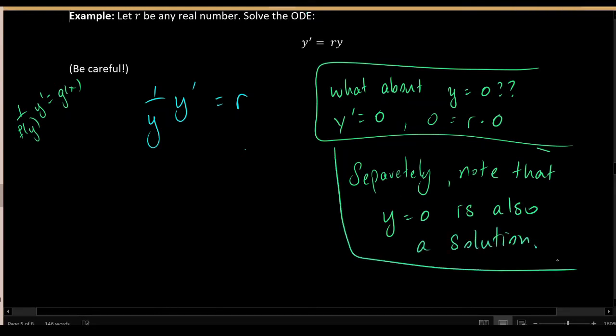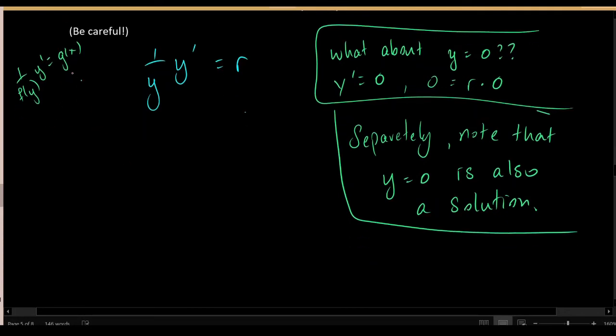So having separately noted that, it's safe for me to divide both sides by y to get the ODE into the correct format: 1 over function of y times y prime equals g of x. In this case, g of x is just the constant r. So now it's safe for me to go about the next step in the process, integrating both sides.